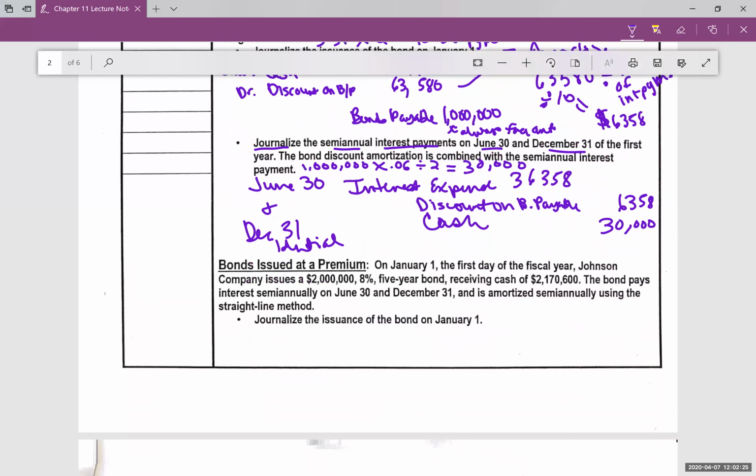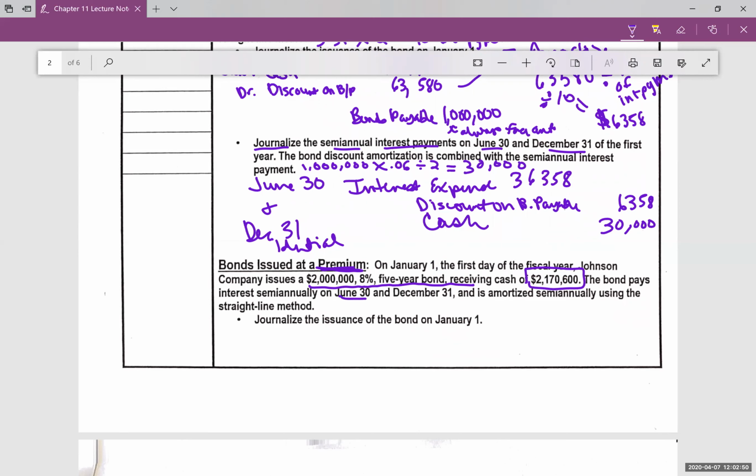Now, this one is bonds sold at a premium. So the bond contract is a 2 million, 8% 5-year bond, but this time look at the amount of cash they got up front. It's more than the bond contract. So this one's going to be sold at a premium. It's very similar to the last problem we did, but you'll notice some of the debits and credits are opposite.